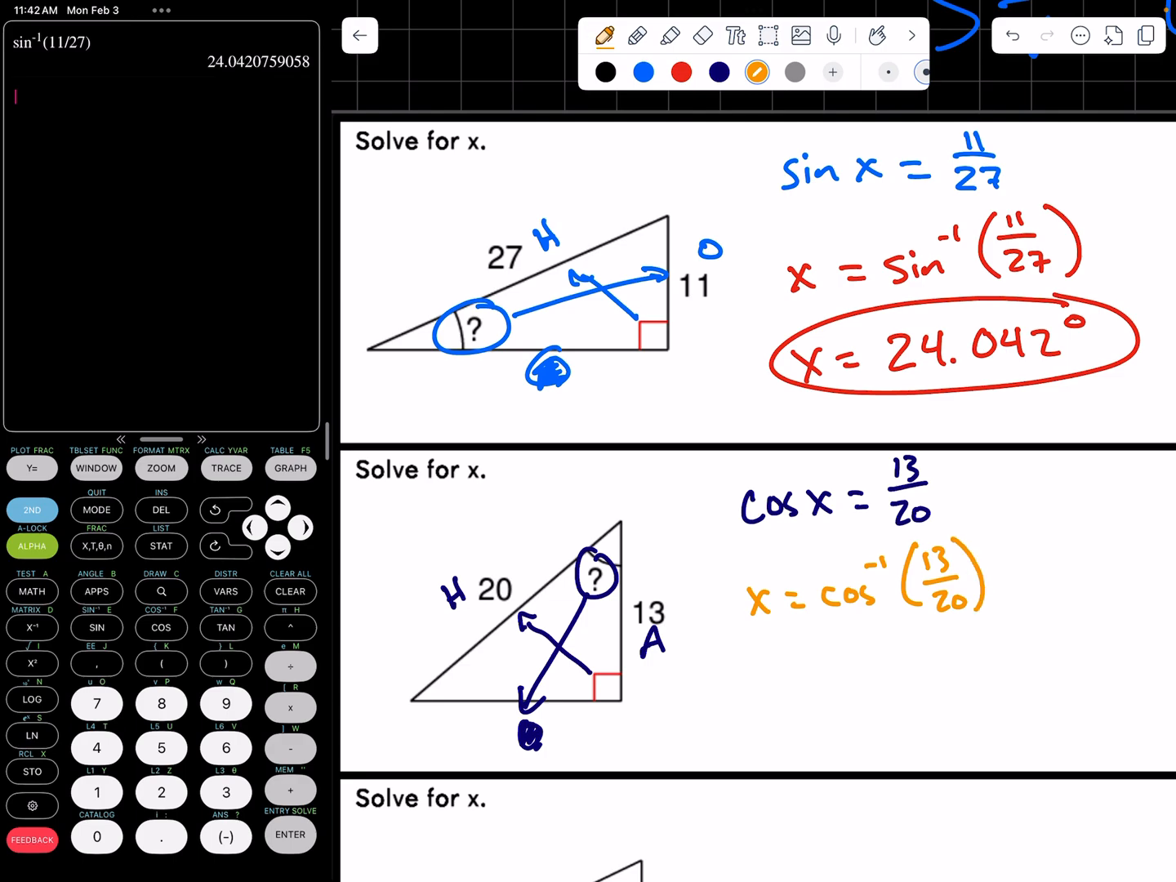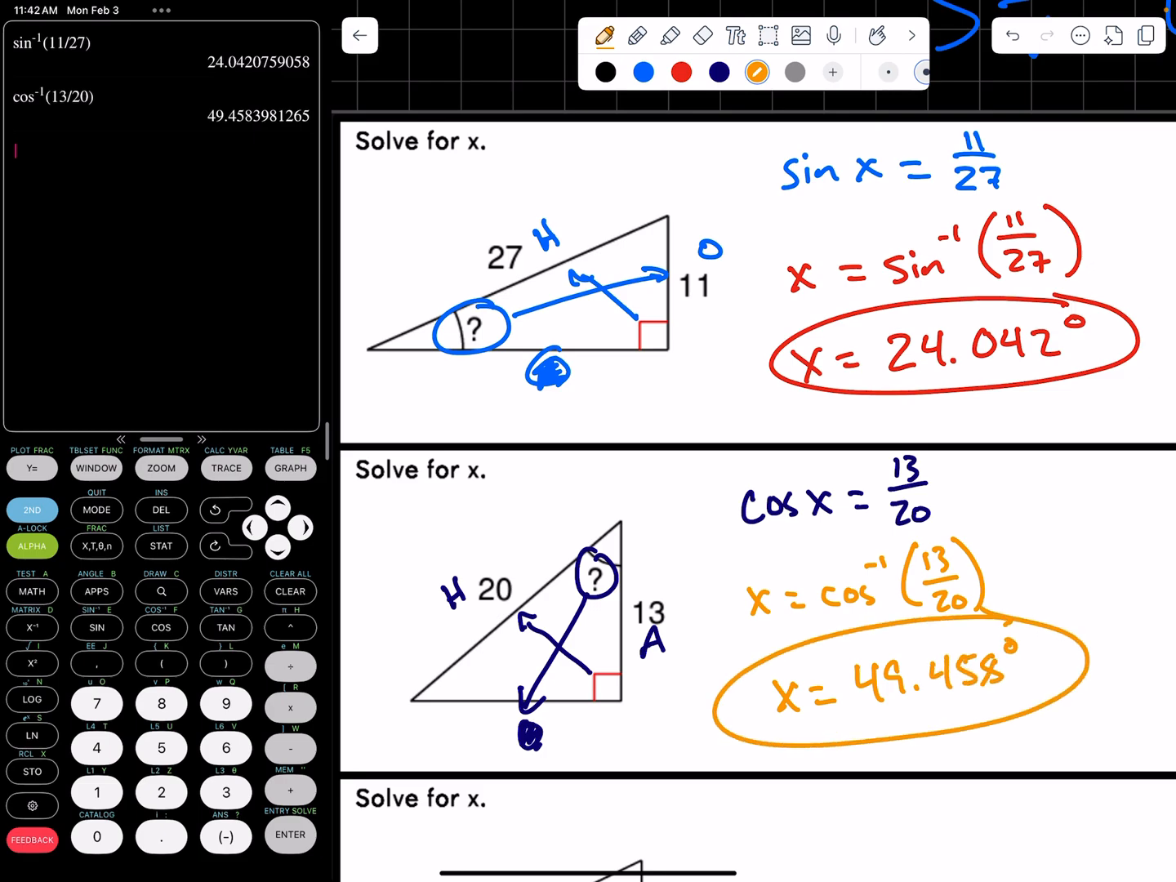So the cosine inverse of second cosine 13 divided by 20. Make sure I plug that in correctly. And it does look good. X equals 49.458 degrees.